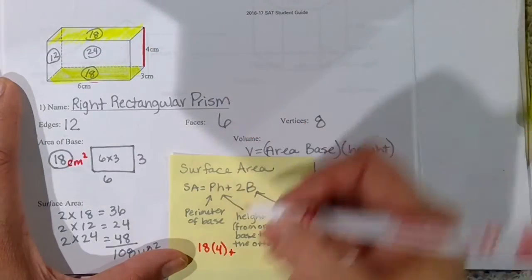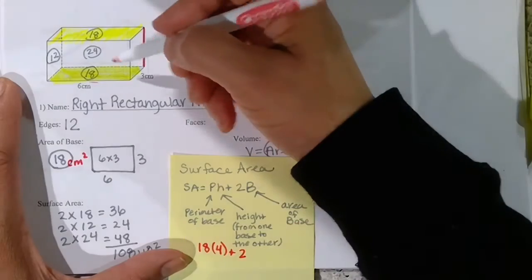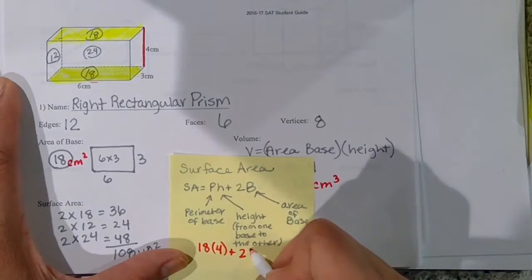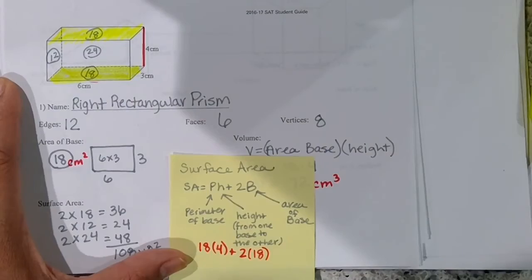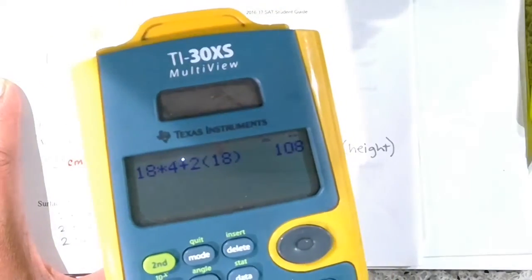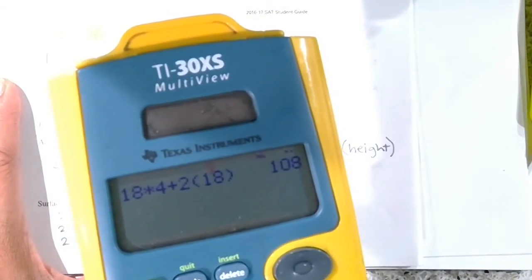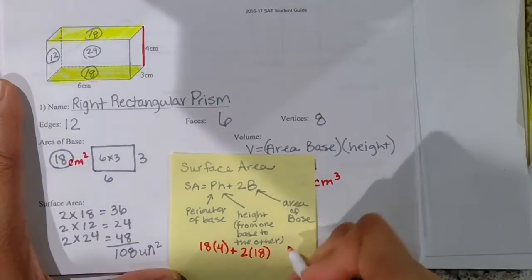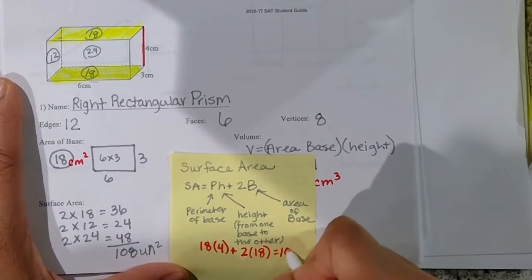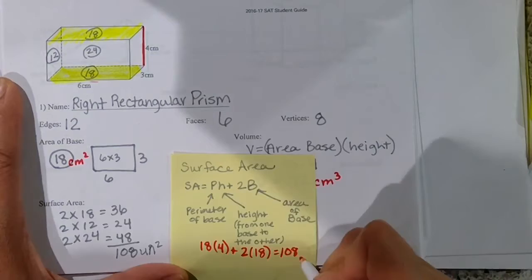Plus 2 times the area of your base. Well, area of your base you already know is 18. Plug this into your calculator and you get 108. This is so much faster than doing all the pieces.